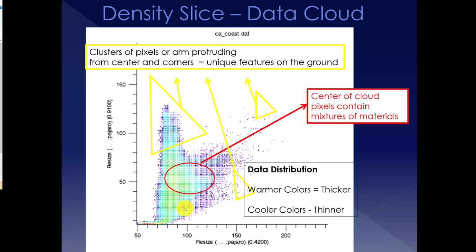And so you can see that there are some stripes of yellow intermixed with the green here. Here's where we have some mixed areas of blue and purple. And again, in the center of the cloud, you're going to find mixtures of materials. The warmer colors are thicker data distribution, and warm being your yellows, reds, and oranges down here. And your cooler colors are showing thinner data distribution, the cool being the blues and purples.